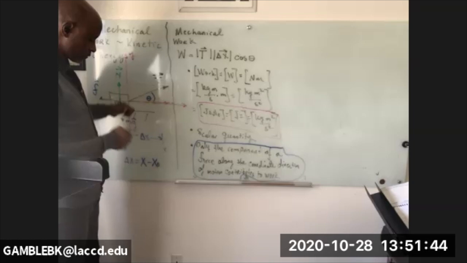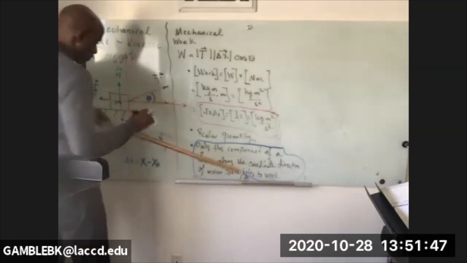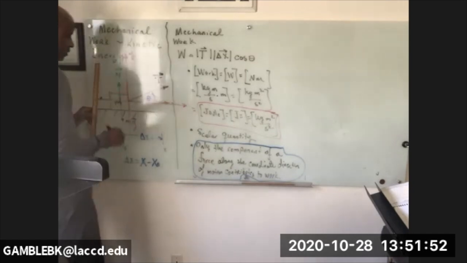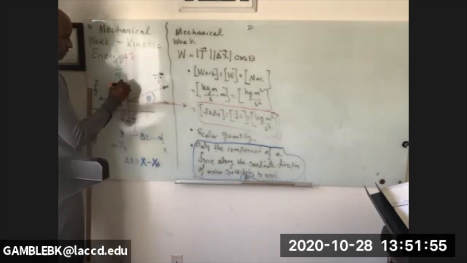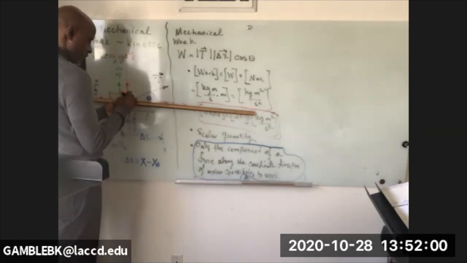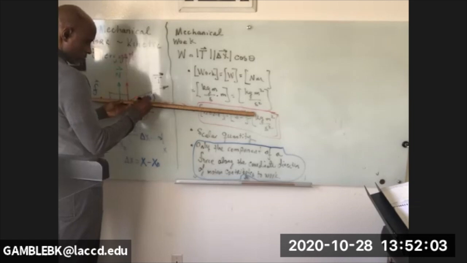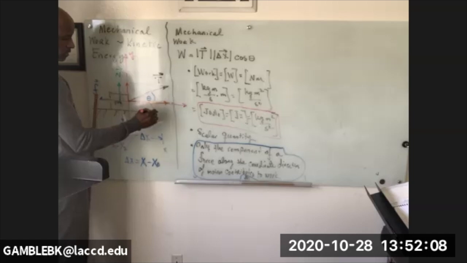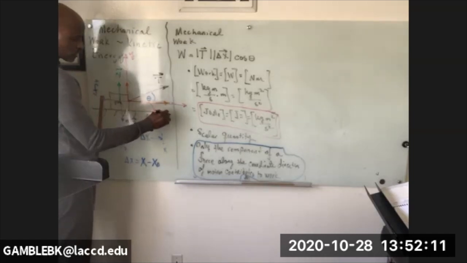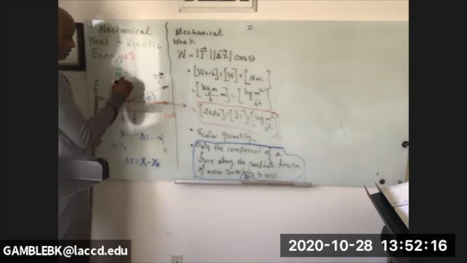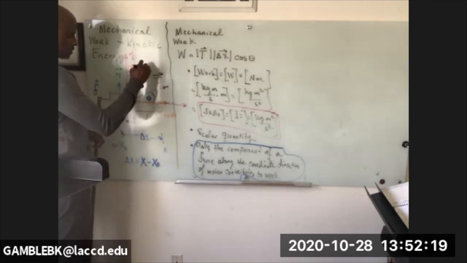All right, a little better. So, yeah, we've got a component there and a component here. So this obviously is going to be equal to T times the cosine of theta, right? And this is T times the sine of theta.